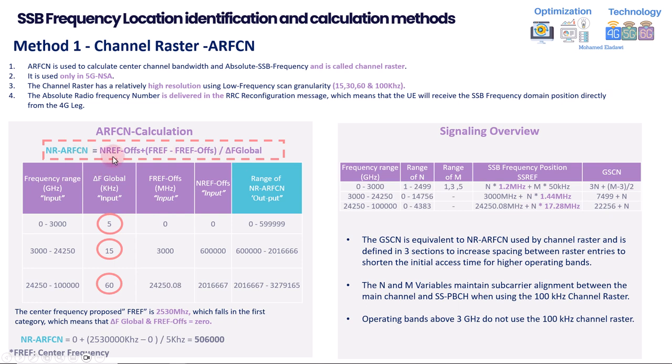For example, this is the formula NRFCN. You have the first one, the offset, and then the frequency range, and the frequency offset, and delta F global. This is the formula.